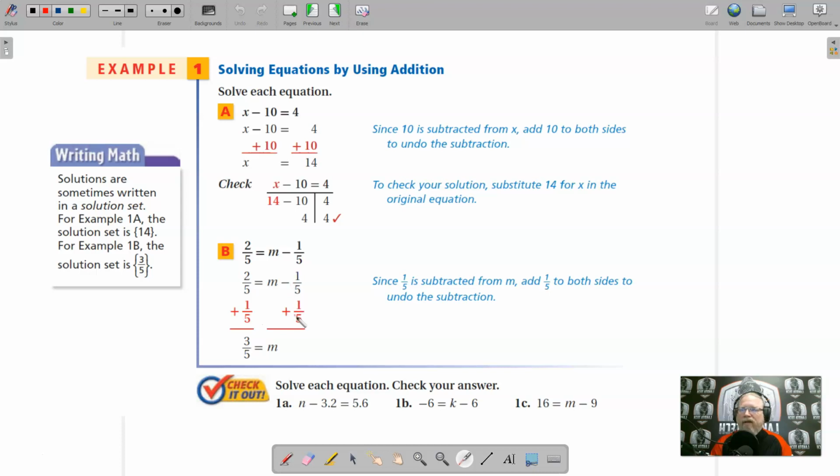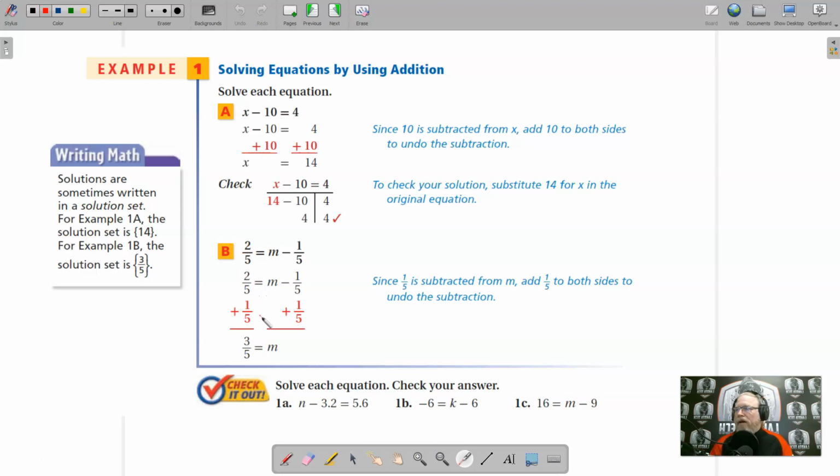So the negative 1/5 and the positive 1/5 cancel each other out because they create a value of 0, leaving us with just m on the right. And 2/5 plus 1/5 indeed equals 3/5. Again, if you wanted to be certain, you could always plug that 3/5 back into the equation and see if it is indeed true. And indeed, 3/5 minus 1/5 does equal 2/5.